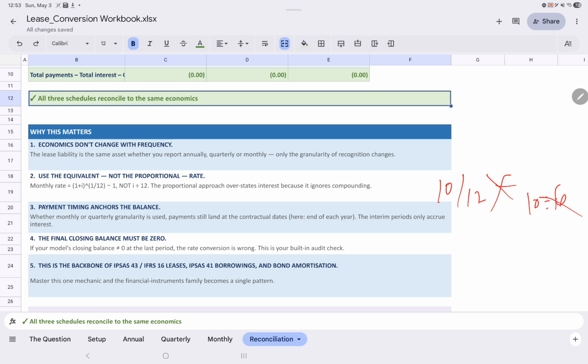Payment timing anchors the balance. Look at when you pay. You should not start at the period. Even if it is 2 years, don't start at the period. Follow if it is in arrears, and then convert the number of those years into quarterly or monthly. For quarterly, if it is in arrears, then it is the fourth quarter. For monthly, it is the 12th month. So consider that. The final closing balance must always be 0 in leases. This is the backbone of IPSAS 43.